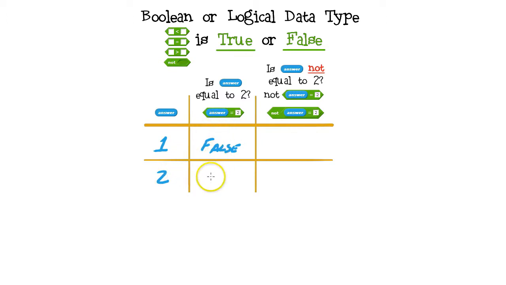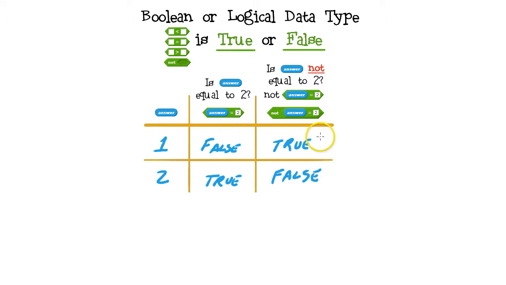Is 2 equal to 2? That's true. Is answer not equal to 2? This is not answer equals 2. Not answer equals 2, so this is not false, which is true. Not answer equals 2. Not true is false.